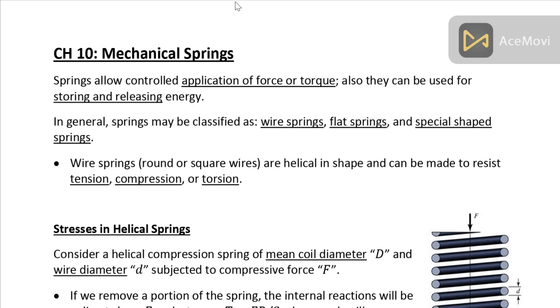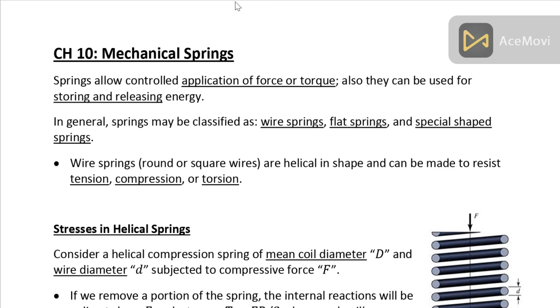Hi guys, today our topic is mechanical springs. Basically, a spring is a mechanical component that is used for control of force and torque. They store energy and utilize it in other forms.